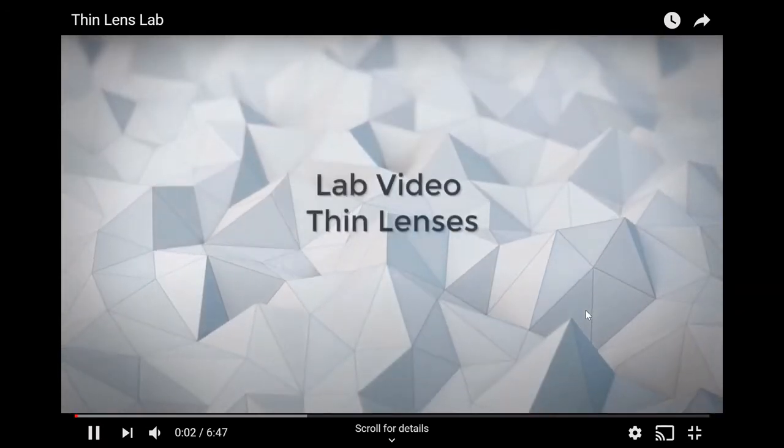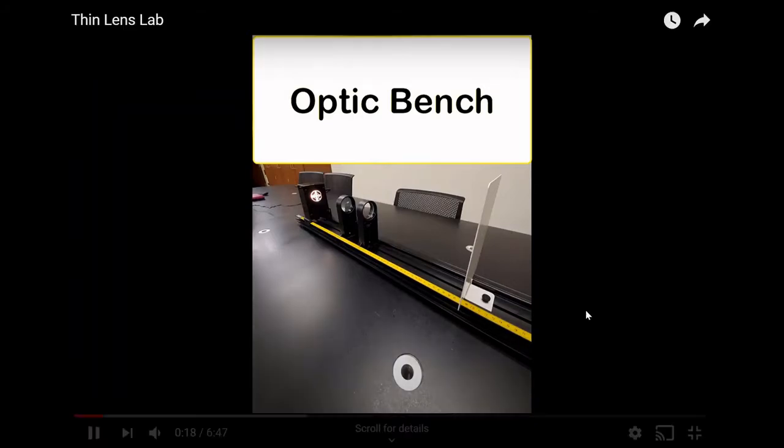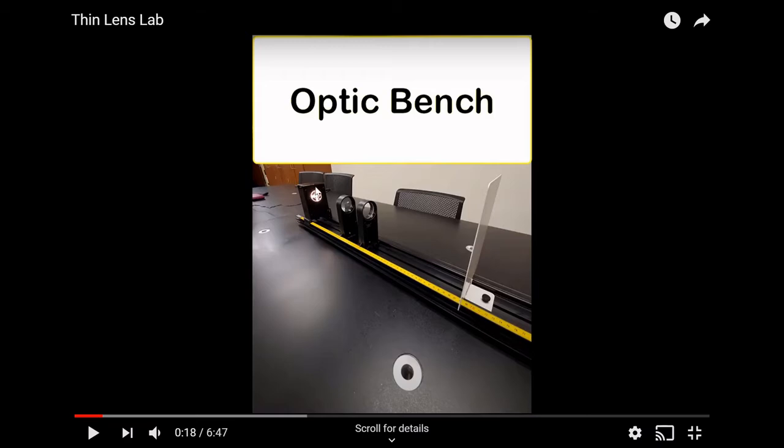Note that I'm going to be skipping through the video, but you should watch it in full. First, we show the setup for the lab. You have the object light source. This is at the 10 centimeter mark.